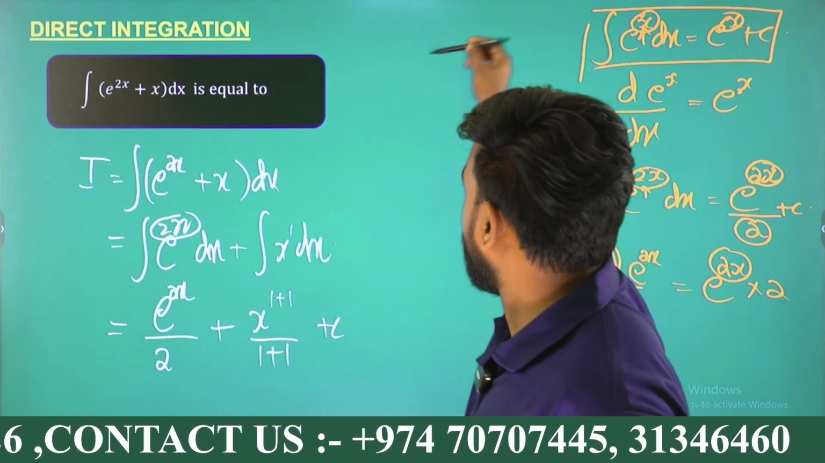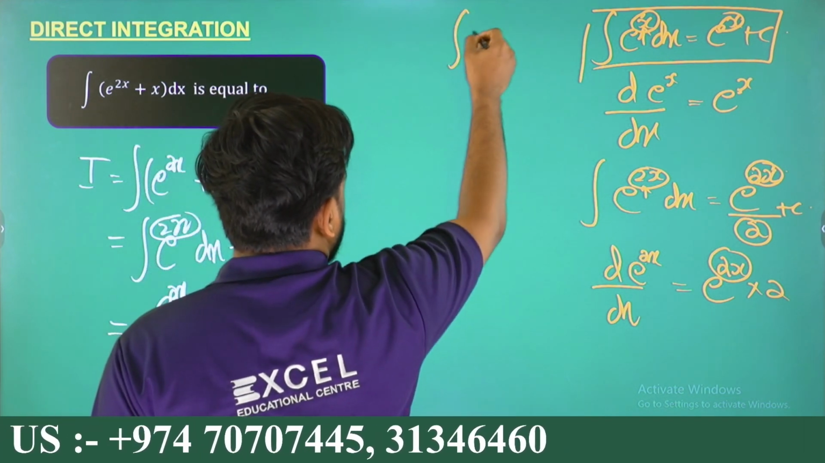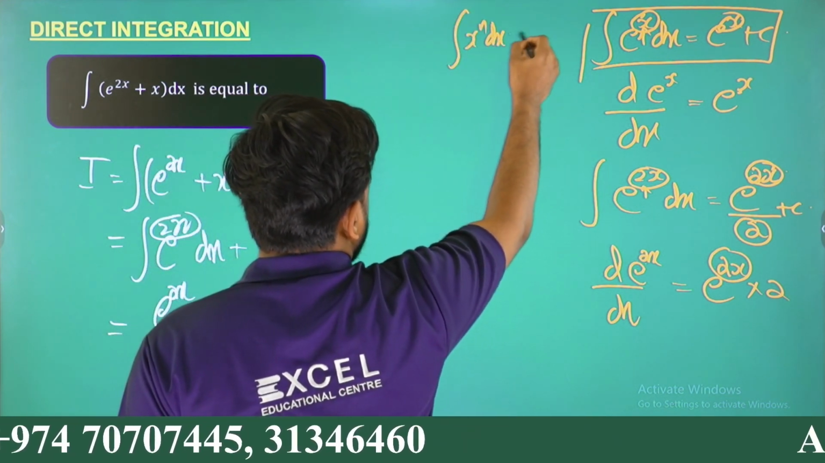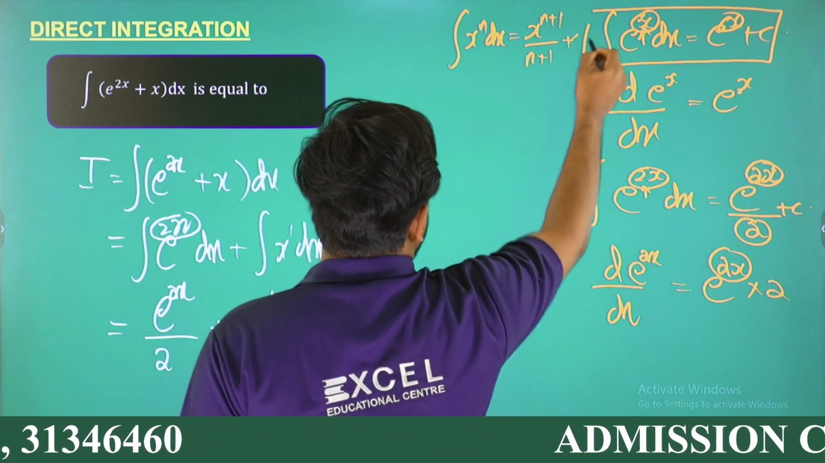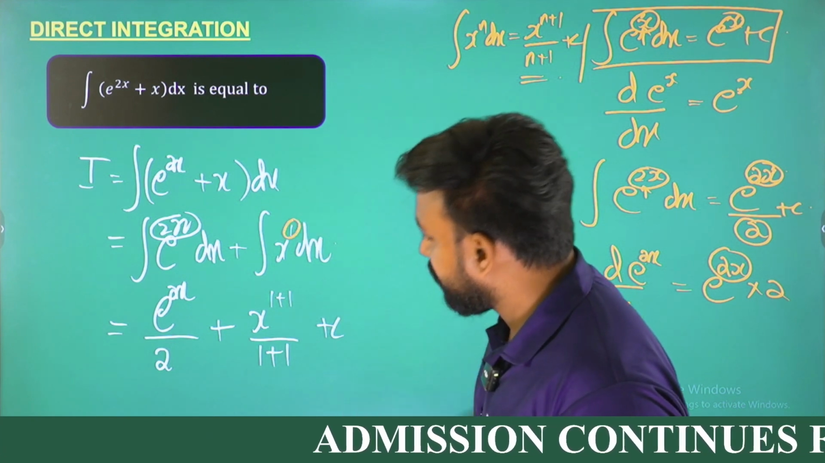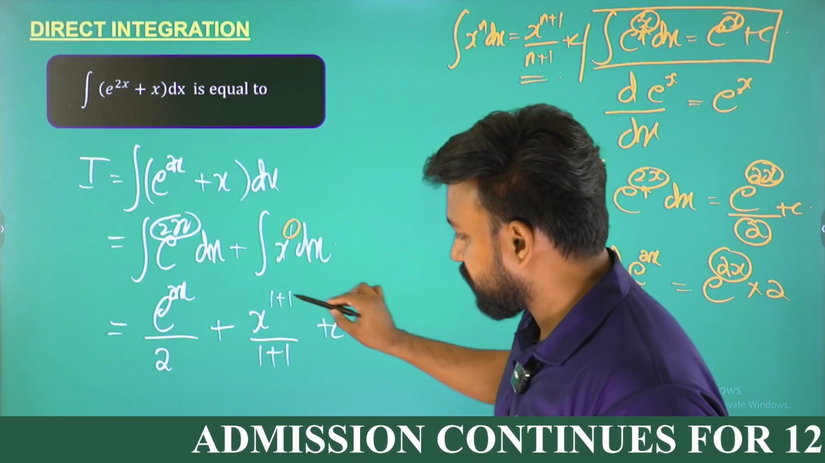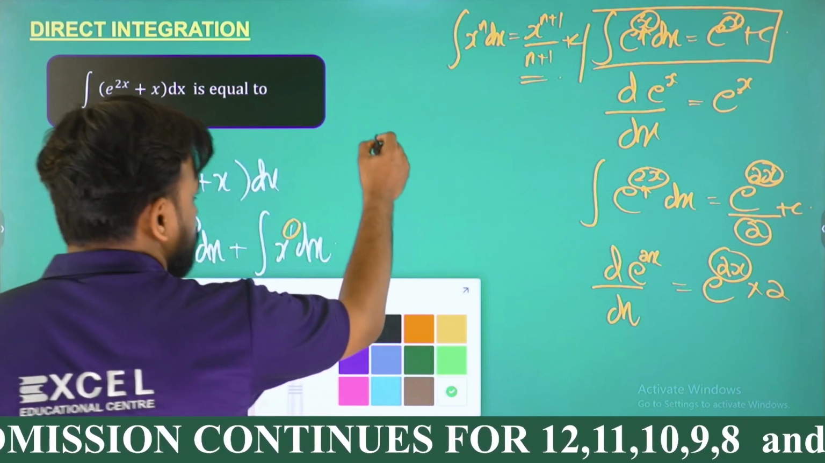It's like integral x raised to n. I hope you all know integral x raised to n dx is what? x raised to n plus 1 by n plus 1 plus c. So here instead of n we have 1, so x raised to 1 plus 1 by 1 plus 1. So your final answer is what?